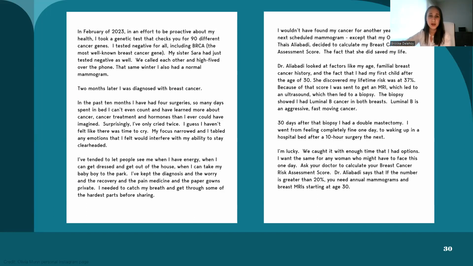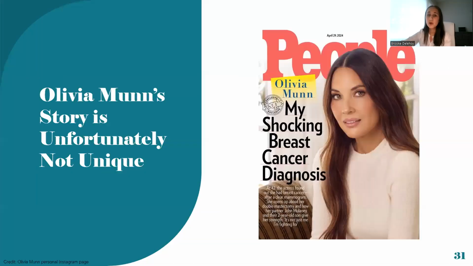Now, she mentions that her annual mammogram was clear. I believe Olivia Munn is around 43 years old, so she is right on track to be pursuing annual mammograms. However, when her lifetime risk to develop breast cancer was identified to be 37%, her OBGYN referred her for a breast MRI, which ended up identifying her breast cancer diagnosis. Now, Olivia Munn's story, unfortunately, is not unique.